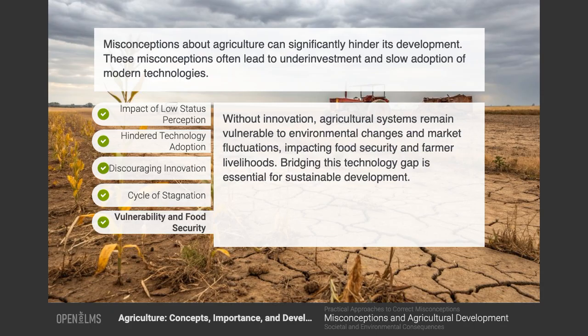Without innovation, agricultural systems remain vulnerable to environmental changes and market fluctuations, impacting food security and farmer livelihoods. Bridging this technology gap is essential for sustainable development.